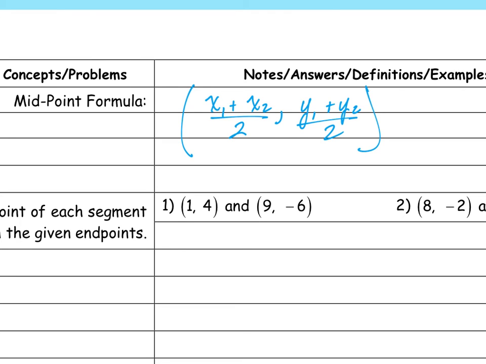You should have 2 answers, an x value and a y value. So I'm going to add my x's together, divide by 2, and add my y's together, divide by 2. That's it. This is the easiest one, and this is the one that's missed the most. I don't know why.